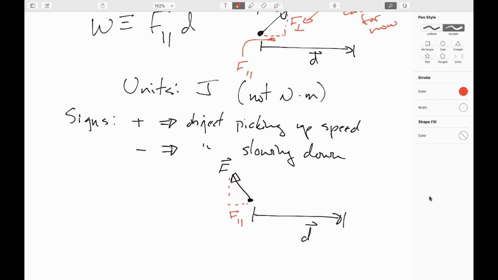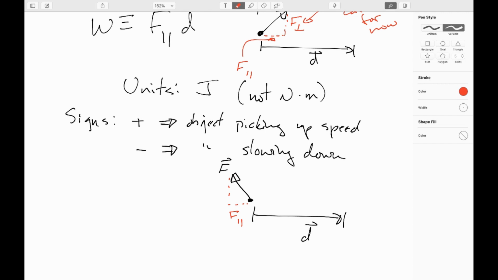Now, I should say that this is what this particular force is trying to make the object do. It's trying to either make it pick up speed or slow down. But we could have multiple forces acting, and it turns out in that case, to figure out the net effect of all the forces, all we have to do is add up all the work.